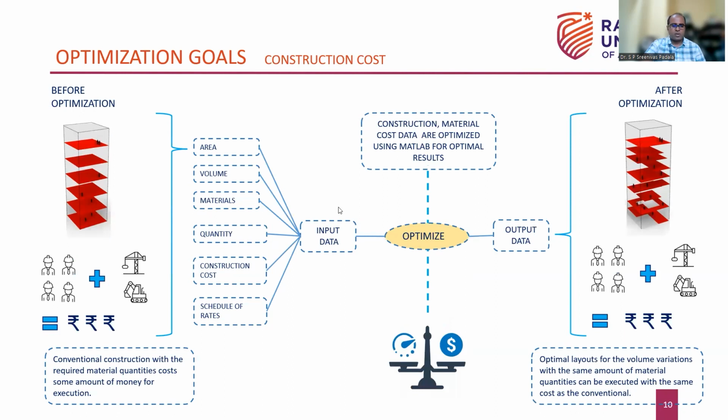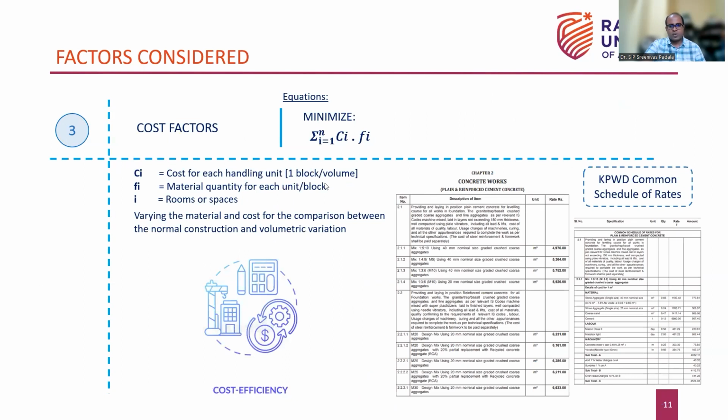Third is concession cost. For the concession cost I have again taken volume. Volume will be the same parameter for all the optimization equations. Then I have taken the materials, quantities, concession cost, and schedule of rates as input data. The overall aim here is to minimize the concession cost when you're optimizing the building volumes. This is also our equation for calculating concession cost. This case study I'm going to present is applicable in India, in the construction industry, so the concession rates and materials rates are all taken from an Indian database.